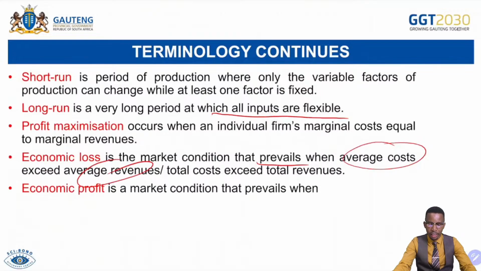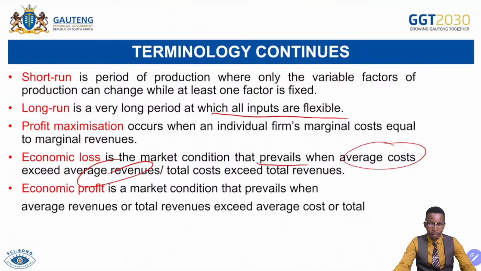Economic profit is a market condition that prevails when average revenue or total revenue exceeds average cost or total cost. So whenever the firm is making economic profit, we simply say average revenues are more than average cost, or total revenues are more than total cost. In that situation, the firm is making economic profit, or supernormal profit.